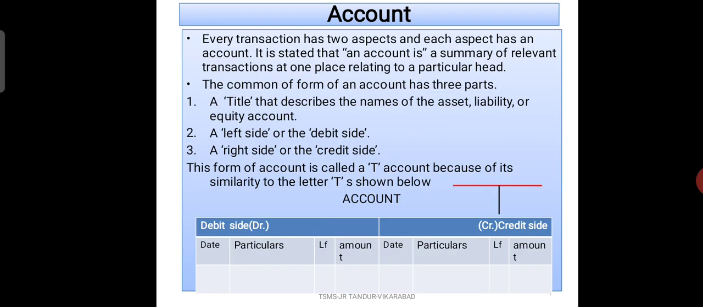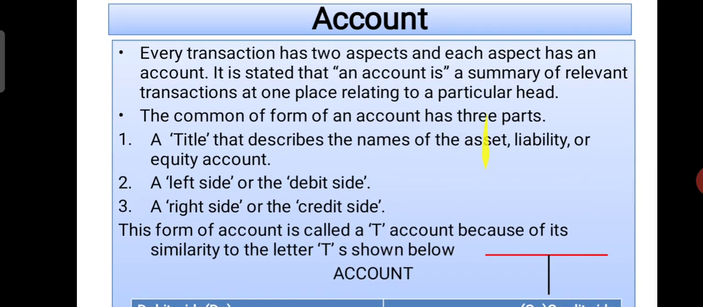Next, account. For every aspect, we need to open one account. In a business transaction, we will have two aspects. One is debit aspect, another is credit aspect. So for every aspect, we need to open one account. So we should know what is an account. Just observe here.